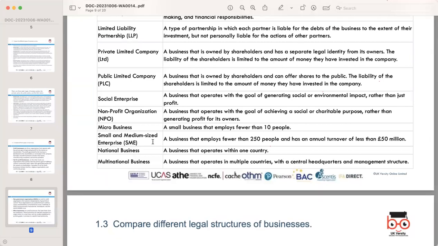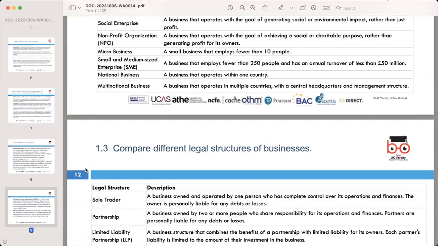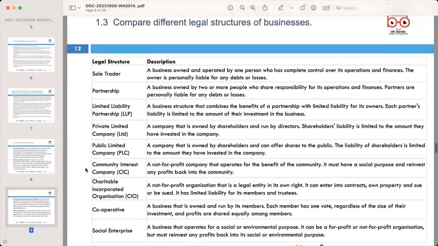Then national businesses, businesses that operate within one country, and multinational businesses, which operate in multiple countries with a central headquarters and management structures. Any questions so far? No questions. Okay.